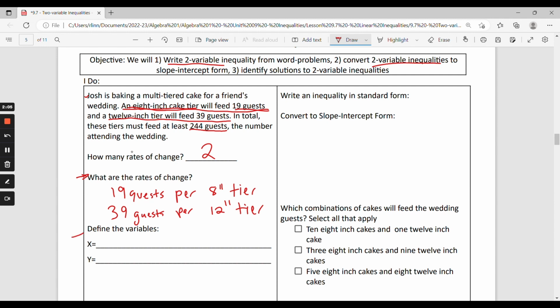But first, I need to define my variables. So what means what? I can see here that I'm going to have to figure out which combinations are going to feed the guests. So if I'm going to try and figure that out, I need to know how many 8-inch cakes and how many 12-inch cakes are needed. So those are my variables because I don't know those now. And in place of something we don't know, we're going to use a variable. So I'm going to say x is equal to the number of 8-inch cakes and y is the number of 12-inch cakes.